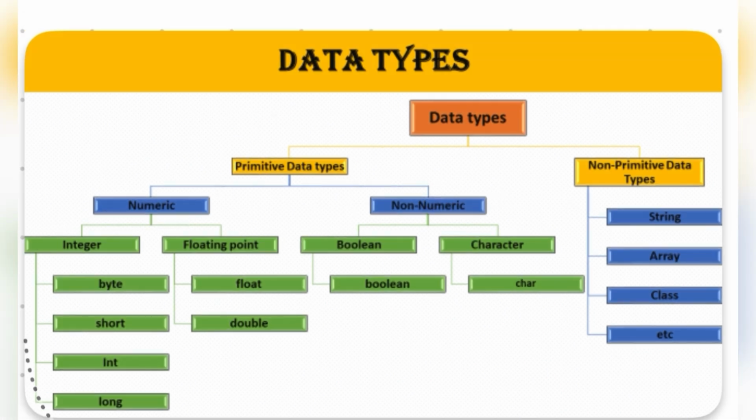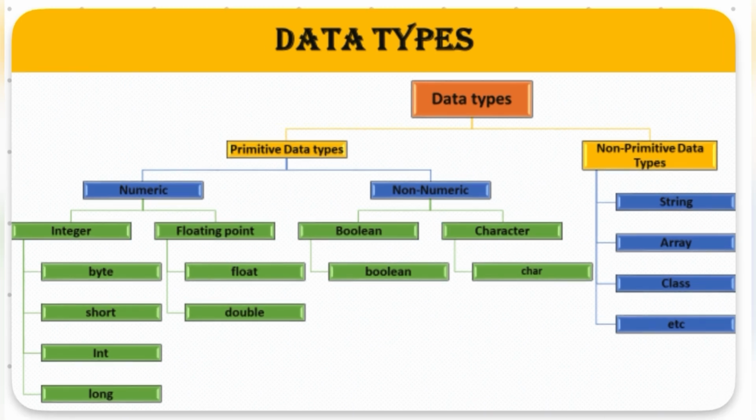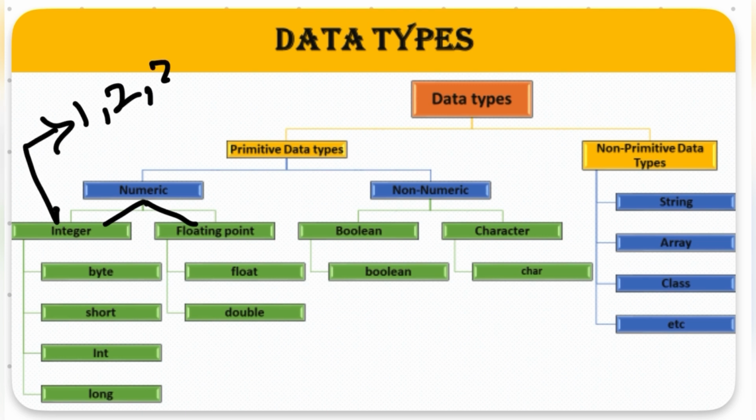Numeric data types are used to represent numbers. On the other hand, non-numeric data types are used to represent Boolean and character values. Let's dive into numeric data types first. Under this category, we have two types, integer and floating point. Integers are used to represent whole numbers. On the other hand, floating point is used to represent decimal numbers.